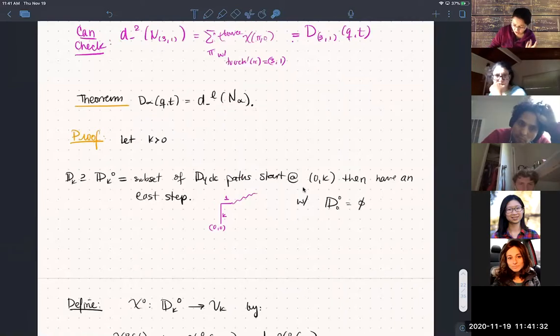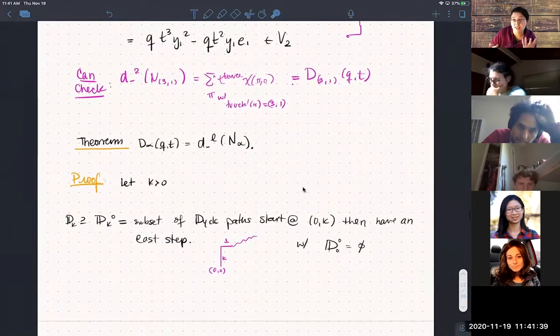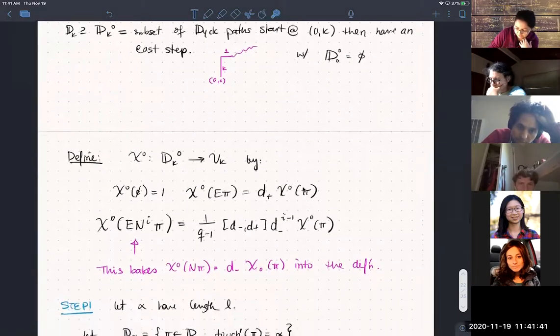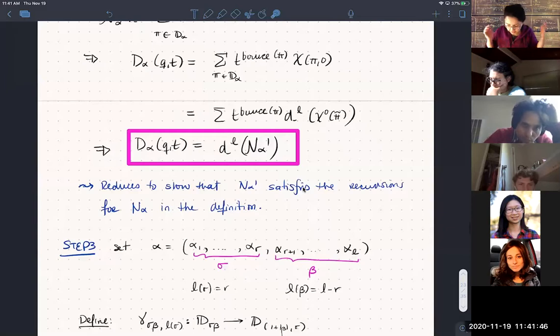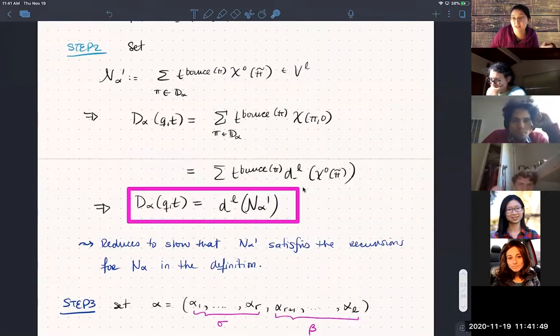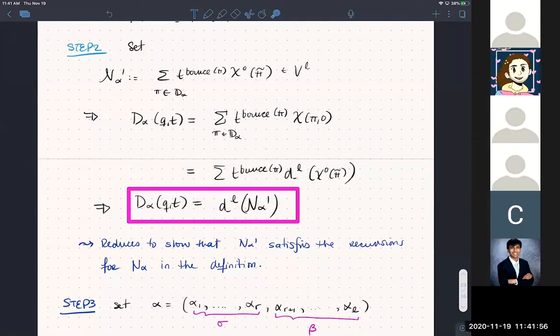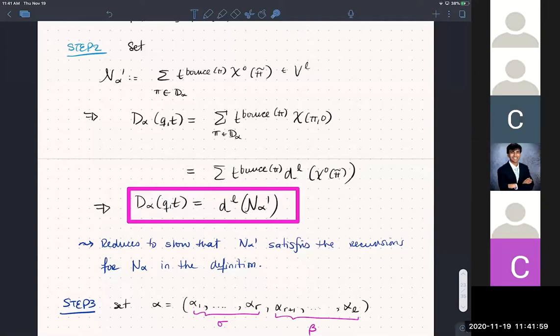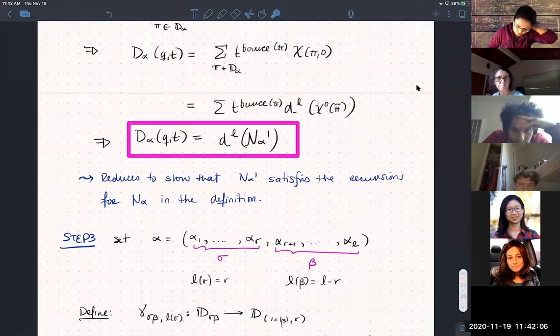Now what remains to show is that this n alpha prime really truly is defined by these recursive definitions, that it really does satisfy the recursions. So it reduces to showing that this n alpha prime really does satisfy the recursions. Questions? Do stop me or say something. Okay, good. So what is the third step?